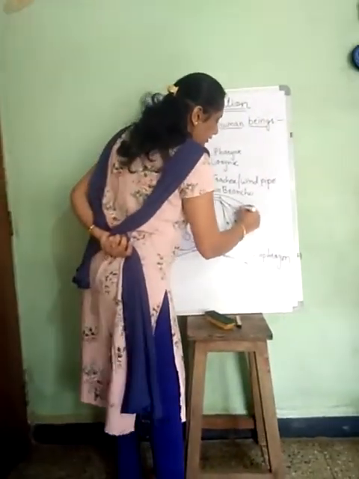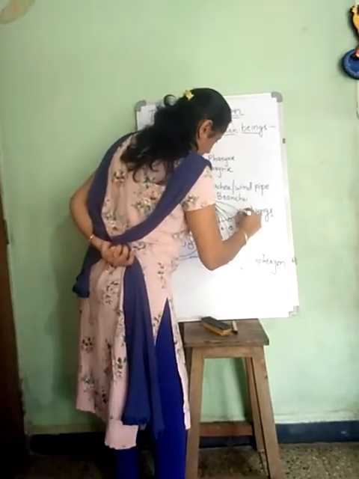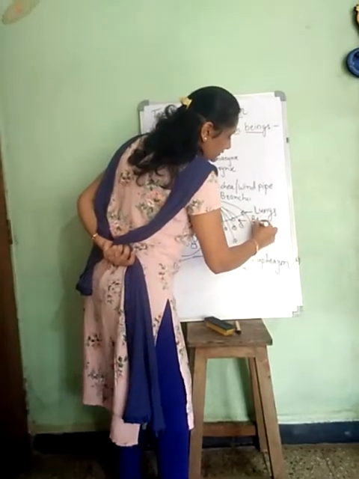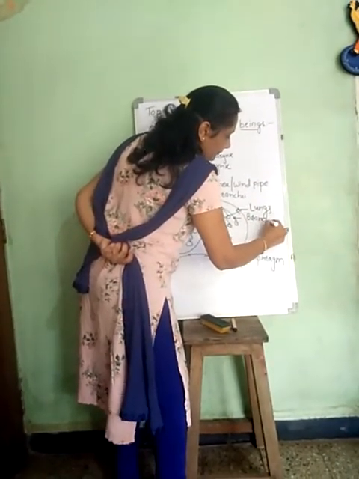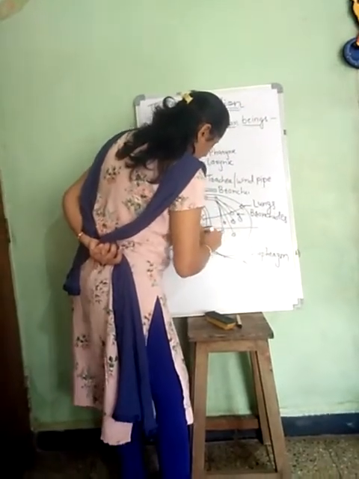These two are the lungs. These are the bronchioles, and these are the alveoli.